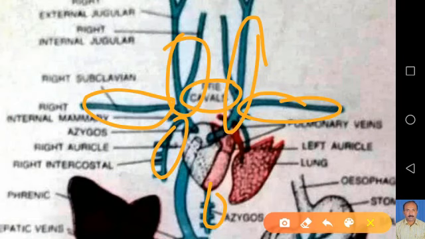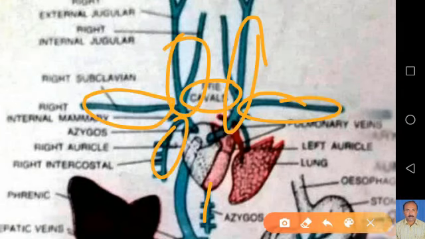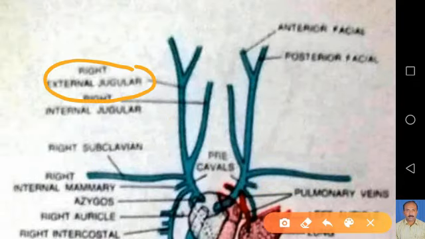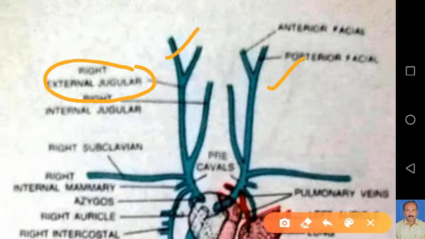The right and left precavals return venous blood from the anterior parts of the body, including head, neck, shoulders, forelimbs, and thoracic wall. Each precaval is formed by the union of the major branches. So, now let us discuss the major branches. What are the major branches? External jugular. There is a right external jugular and as well as the left external jugular.